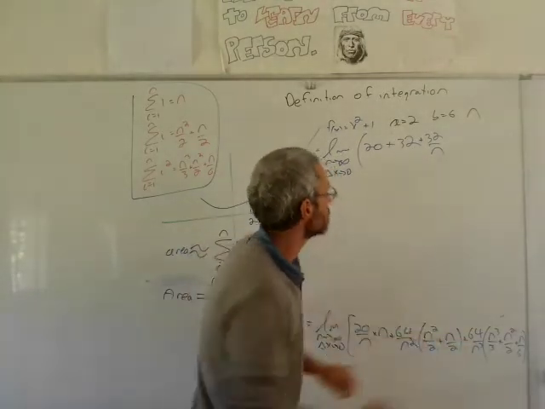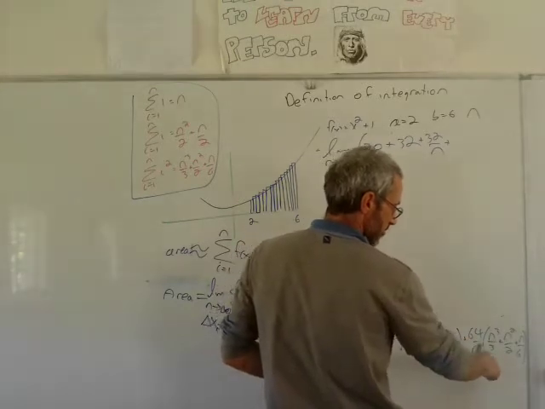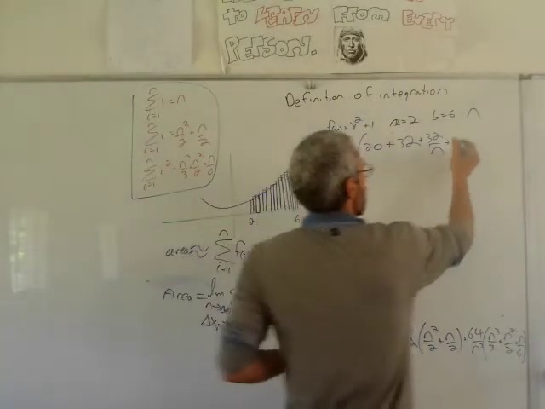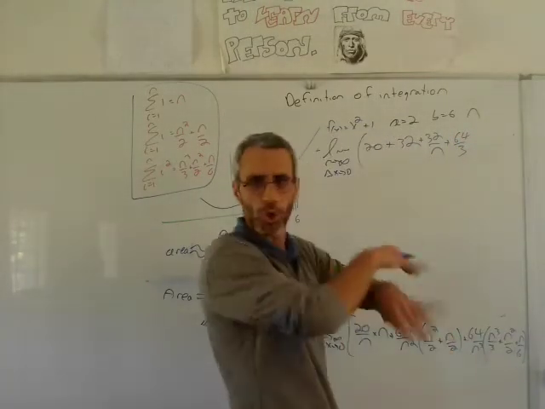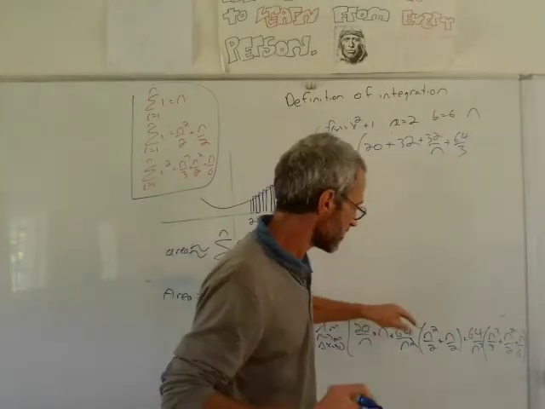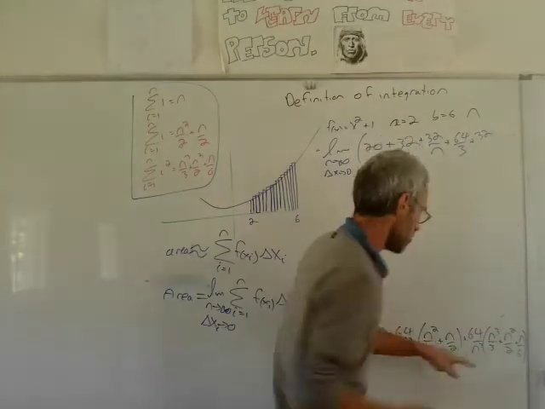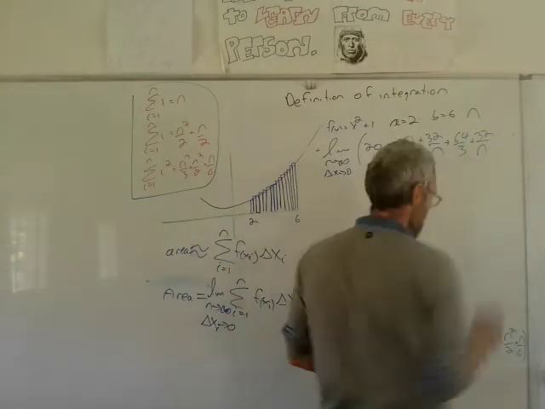Okay, now moving on to here. Plus 64 divided by 3. What is 64 divided by 3? It's not a whole number. 64 over 3. n cubed divided by n cubed dies sudden death. Then 64 divided by 2 is 32, but now I've got n squared divided by n cubed, so I'm left with that 1 over n here.